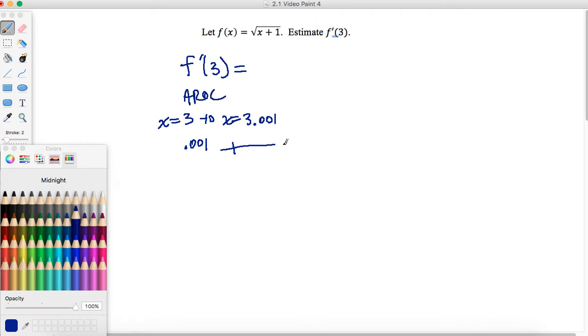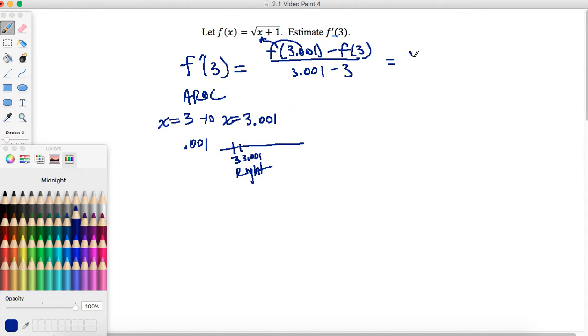And notice if I were to put that on the number line, 3 will be over here, then 3.001. And so this will be like a right-hand derivative. But in either case, I will use my average rate of change formula. So f of 3.001 minus f of 3 all over 3.001 minus 3. I could go and plug these values into my function, right? I'm going to write it up here.